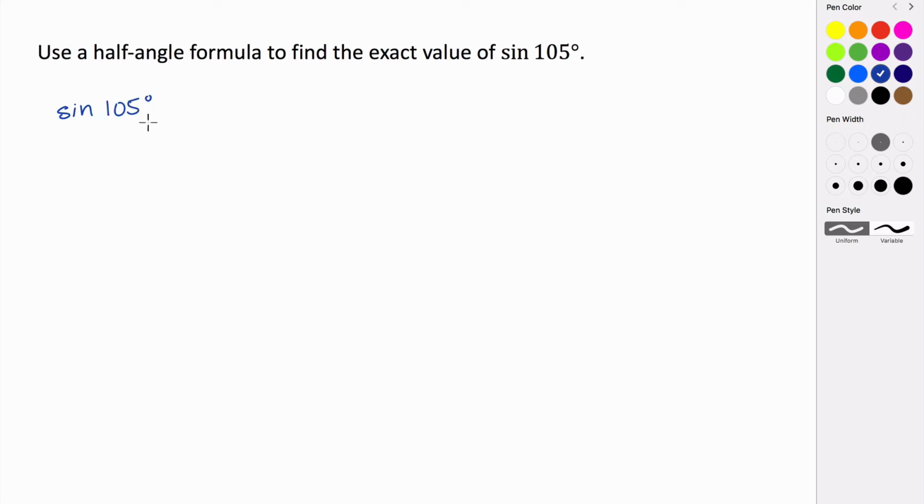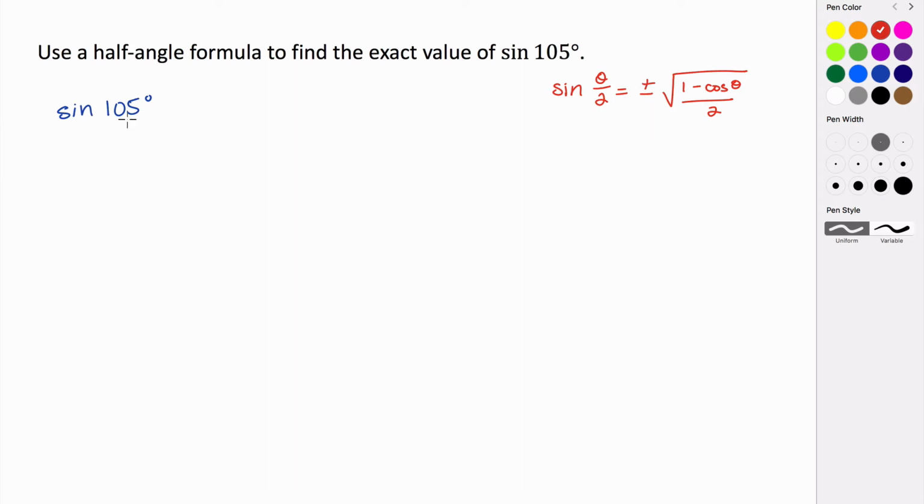When we're trying to solve this problem, we have to first consider whether we're going to be using the positive or negative version of this formula. Because if you recall, the formula looks like this. The sine of theta divided by 2 equals plus or minus the square root of 1 minus the cosine of theta, all divided by 2. So we have to figure out, are we using the positive or negative version?